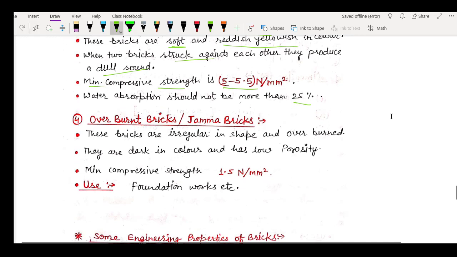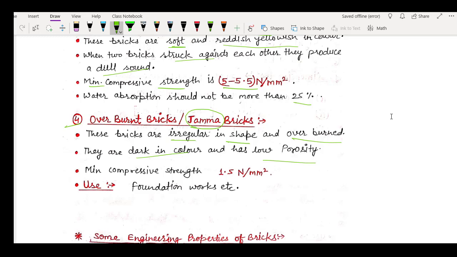Okay, and the fourth one is overburnt bricks. It is also known as chamma bricks in common terminology. Basically these bricks are irregular in shape and overburnt. So the overburnt bricks come under the fourth class brick. These are dark gray in color and have low porosity. Okay, so the color defines that it is an overburnt brick or class 4 brick.